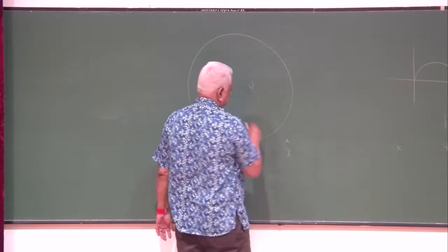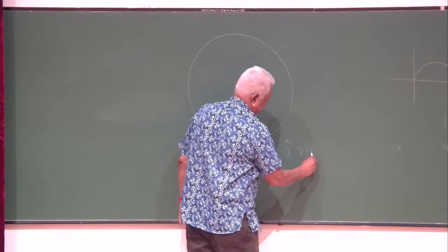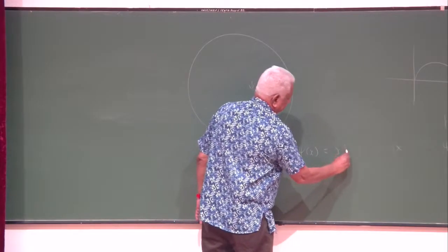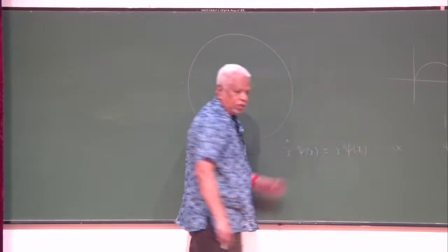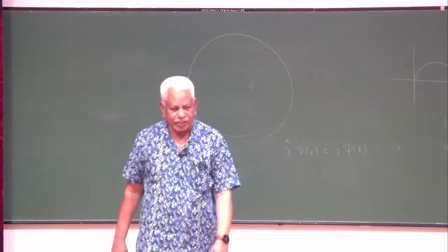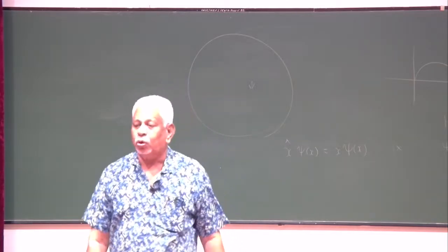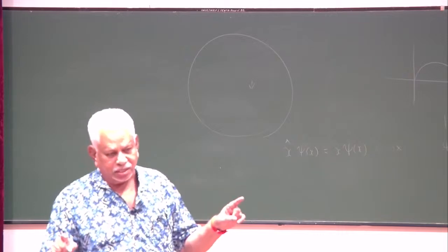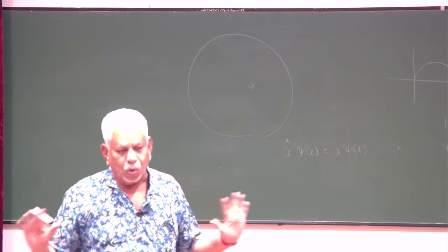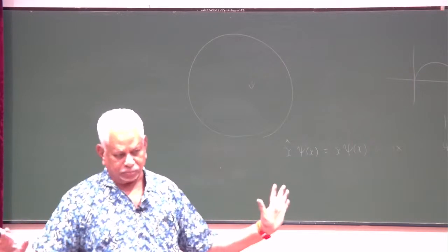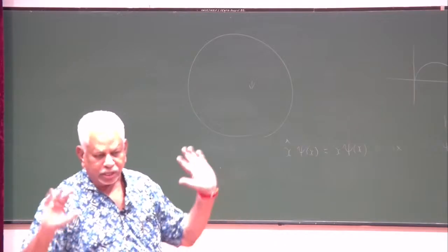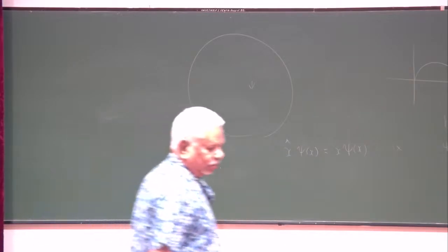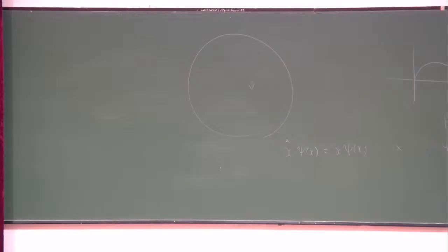Now, what is x hat? The x hat operator acting on some function psi of x gives x times psi of x. This is the meaning of that operation, right. And I said psi is a square integrable function, which means the integral of psi star psi is finite. Okay, psi of x is a square integrable function.